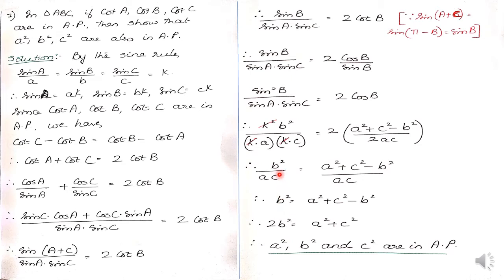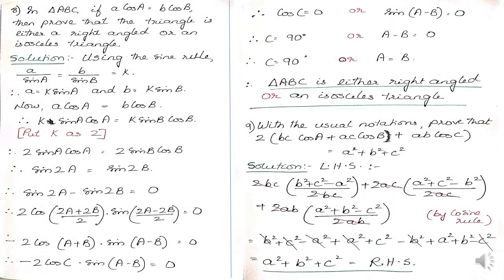As you can see, 2 can be cancelled out. So, we get B square. Again, AC goes away because it is common on the LHS and the RHS in the denominator. So, we get B square is equal to A square plus C square minus B square. Bring B square to one side. So, we get 2B square is equal to A square plus C square. Now, this is the classic expression of an AP, isn't it? So, we say that A square, B square and C square are in AP.